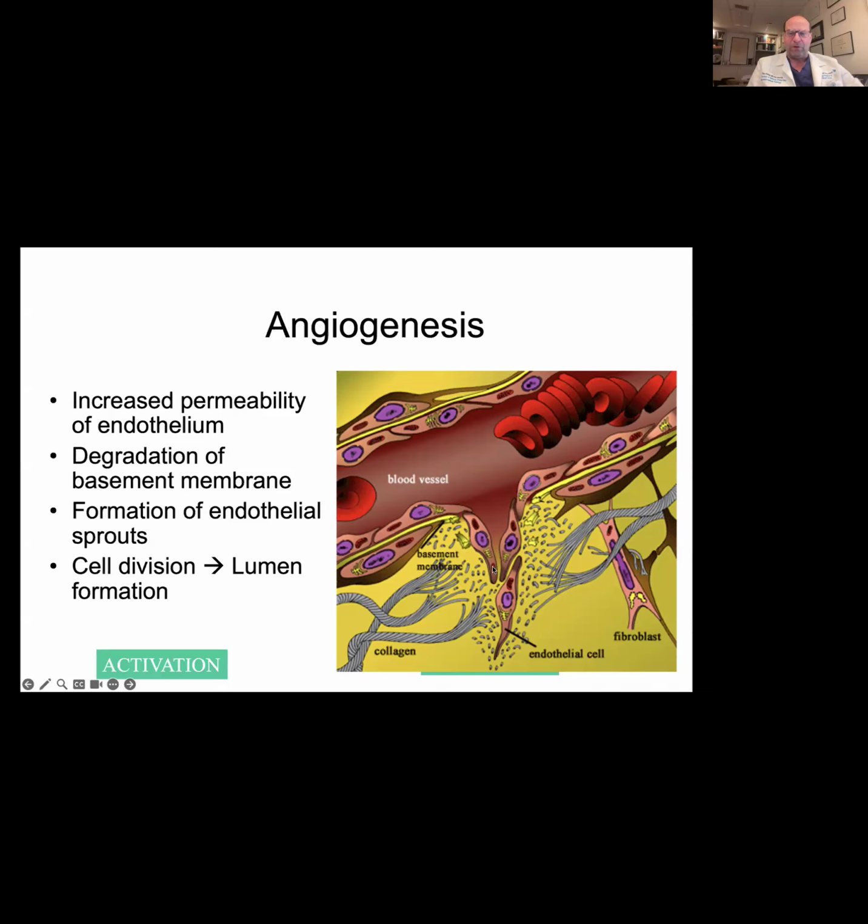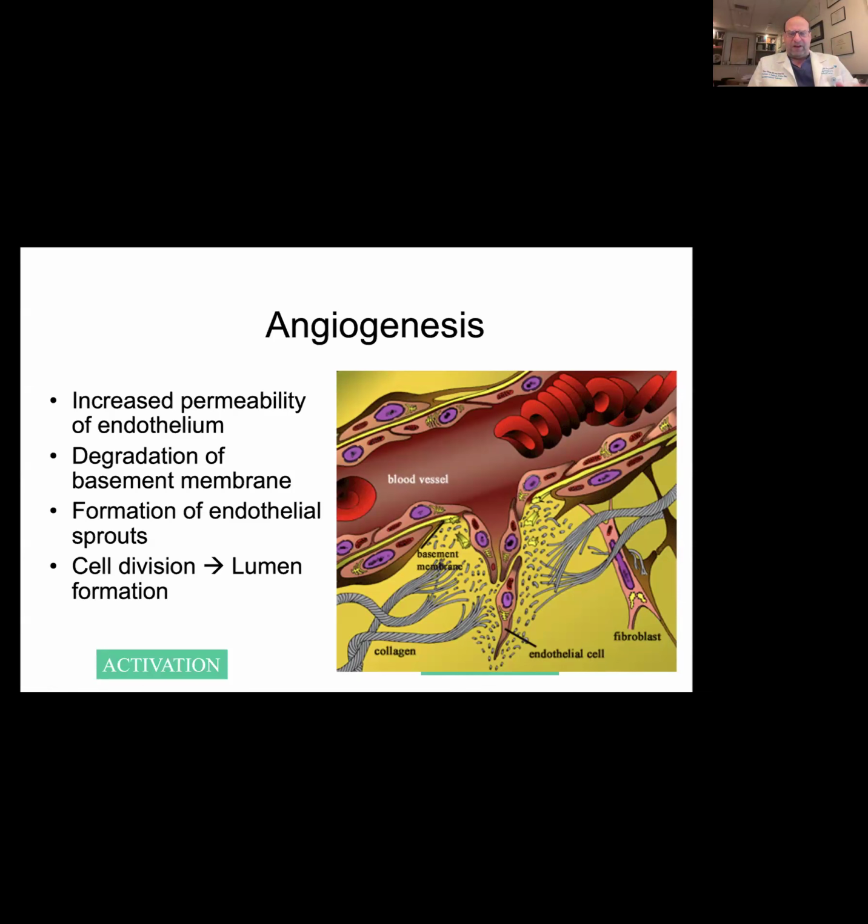And these sprouts go towards avascular tissue, i.e., tissue that is in need of new blood vessels, in need of oxygen. This happens, of course, when we are growing, but it also happens if, for example, I cut myself and have focal bleeding, and now new blood vessels have to sprout into the area where I had previous bleeding.